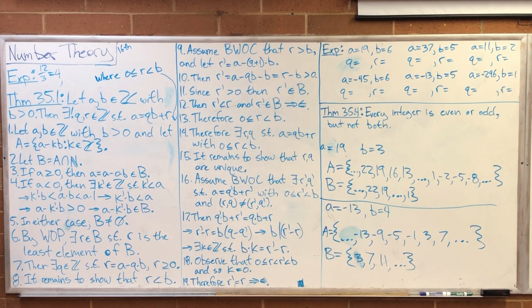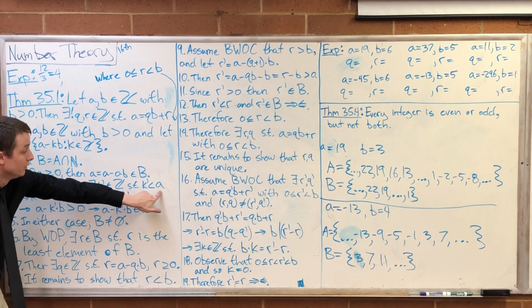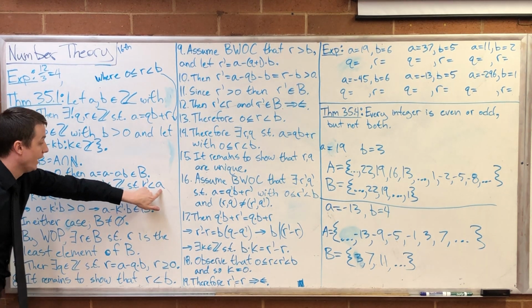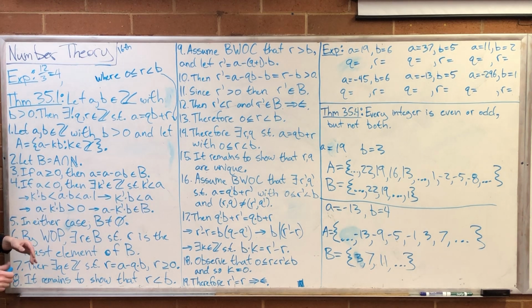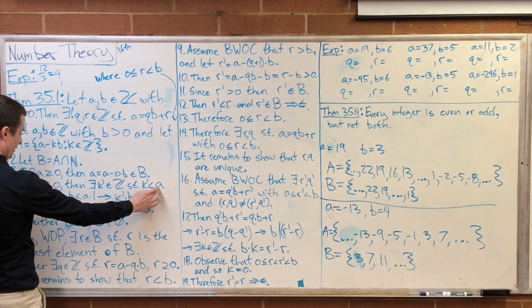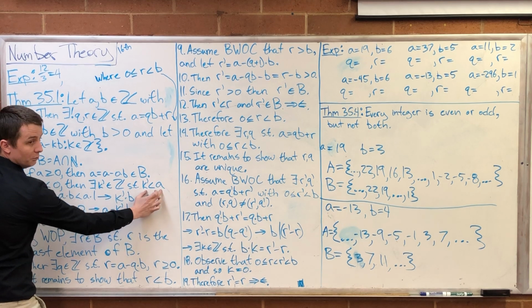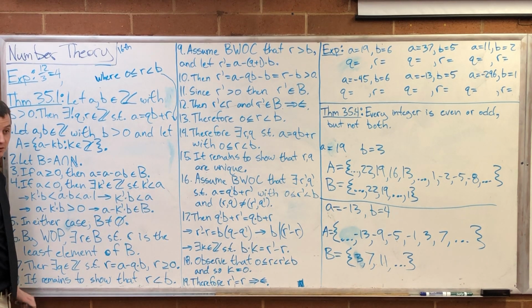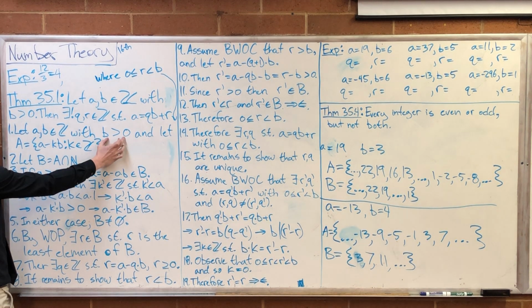You with me so far? Yeah. Okay. So, notice that b is a number greater than or equal to 1, right? It's greater than 0. So b is some positive integer. That's what we know about b. b is an integer greater than 0.